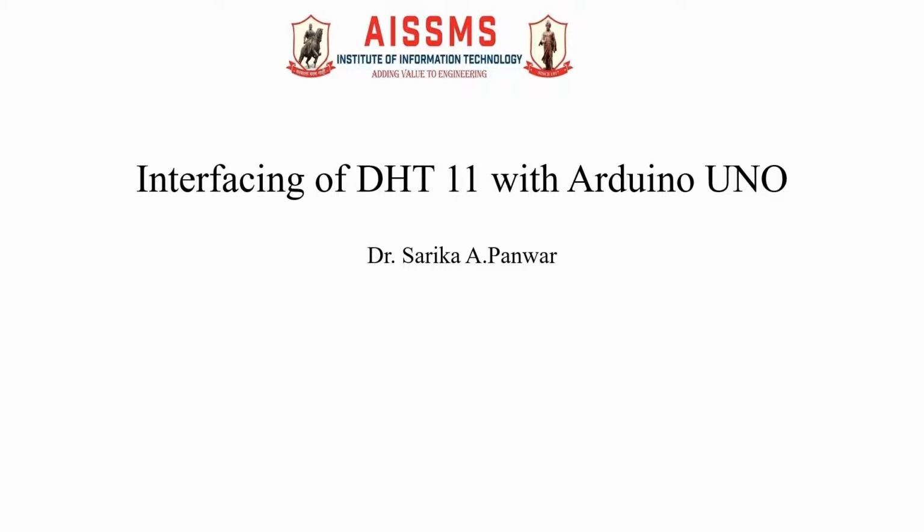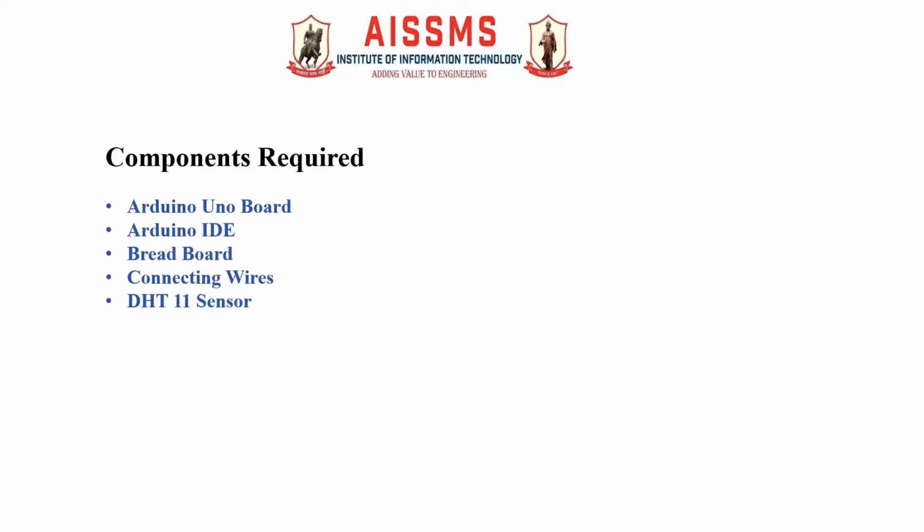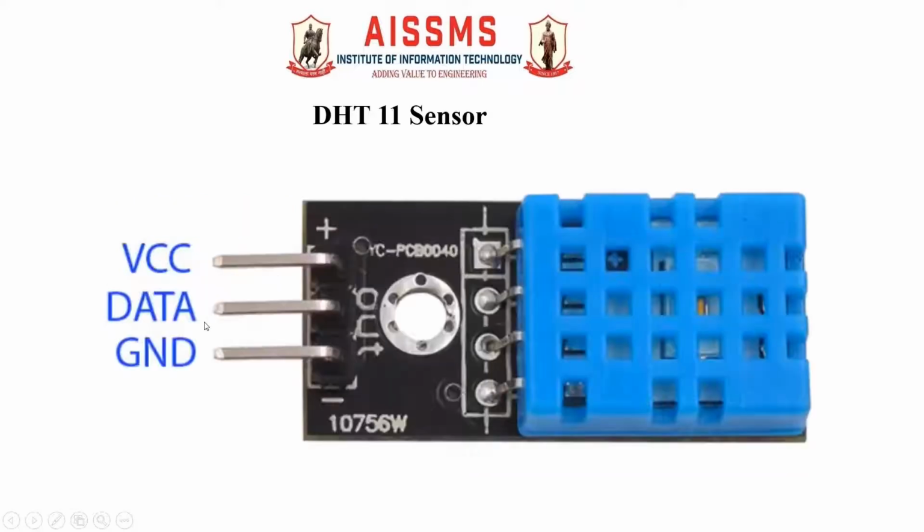Today I will discuss with you one Internet of Things experiment, that is interfacing of DHT11 sensor with Arduino Uno. Components required for performing this experiment are Arduino Uno board, Arduino IDE, breadboard, connecting wires and DHT11 sensor.